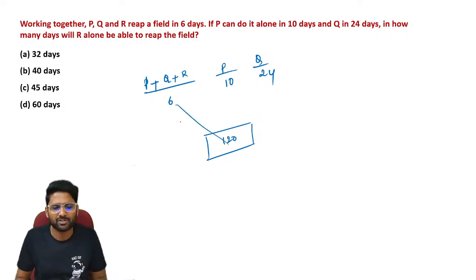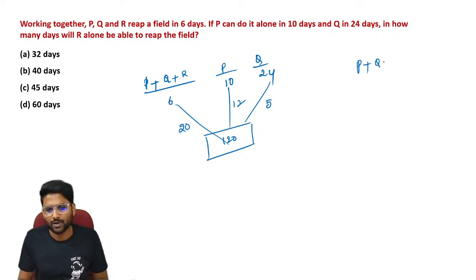Now, 120 in 6 days means altogether they complete 20 units per day, so that the whole work is completed in 6 days. Efficiency of P: 120 units of work is completed by P in just 10 days, so P's efficiency is 12 units per day. And Q completes in 24 days, so the efficiency is 5.